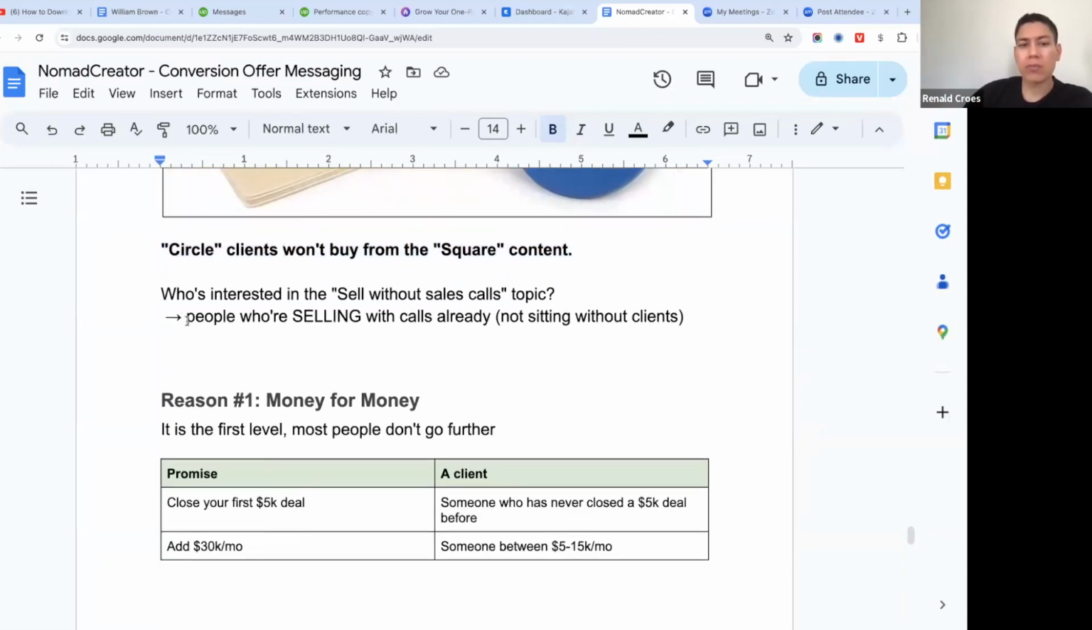And with that, you want people who are selling. Okay, so in my case, just to give you perspective, people who are selling with calls already and not sitting without clients. Okay, so in other words, the same. If I want to attract people that have an agency, that have a coaching program, that are nomads, etc., and they want to sell without doing sales calls, I have to talk to, or basically try to connect with, people that are selling with calls already and want to get rid of that.